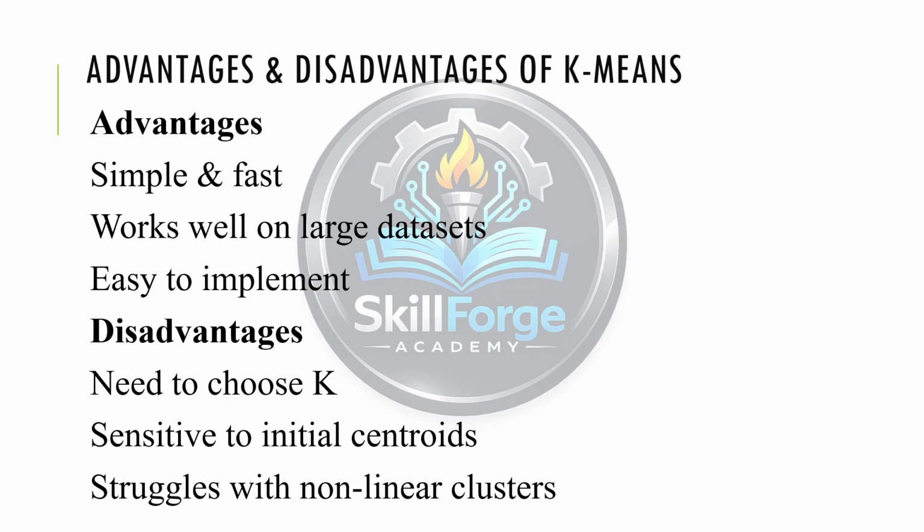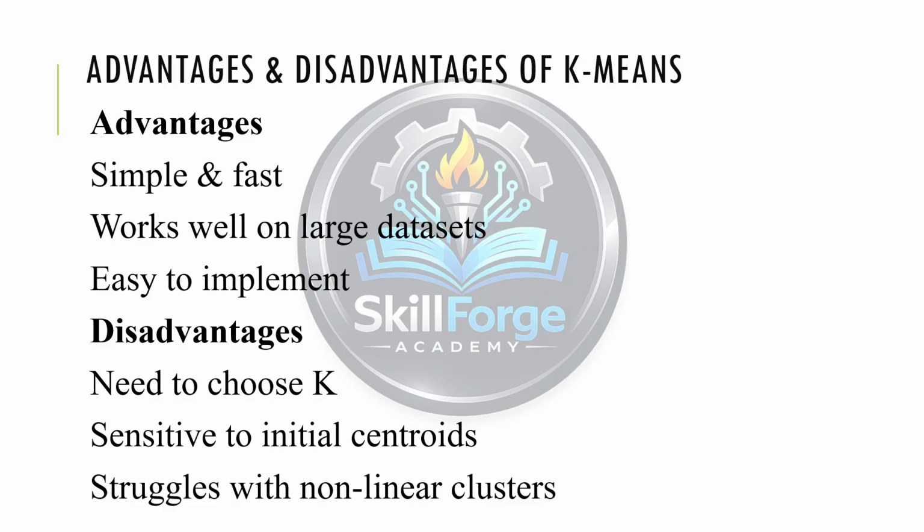Now we'll discuss the advantages and disadvantages. K-means is simple, fast, and works well with large datasets. It is also easy to implement. However, it has some limitations. We need to choose the value of k beforehand. It is sensitive to initial placement of centroids, and it does not work well when clusters are not clearly separable or are non-linear. So while it is powerful, it must be used carefully.